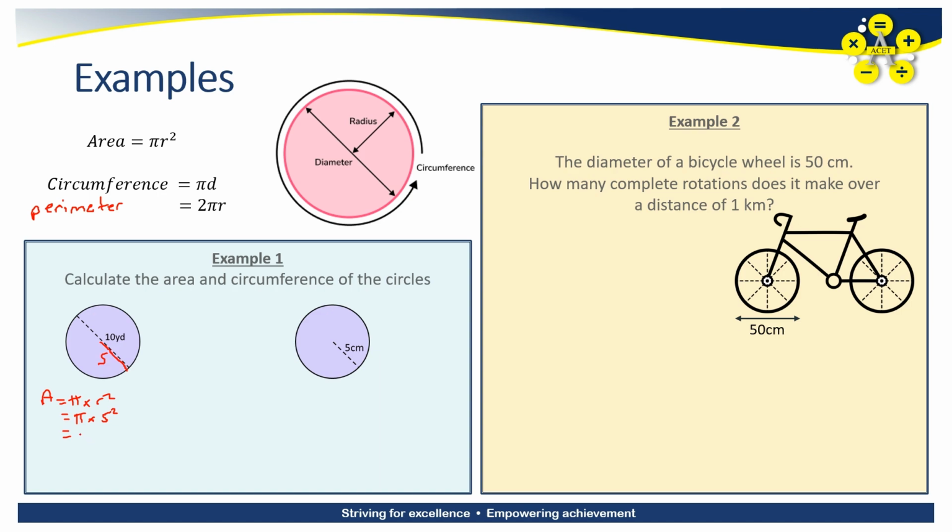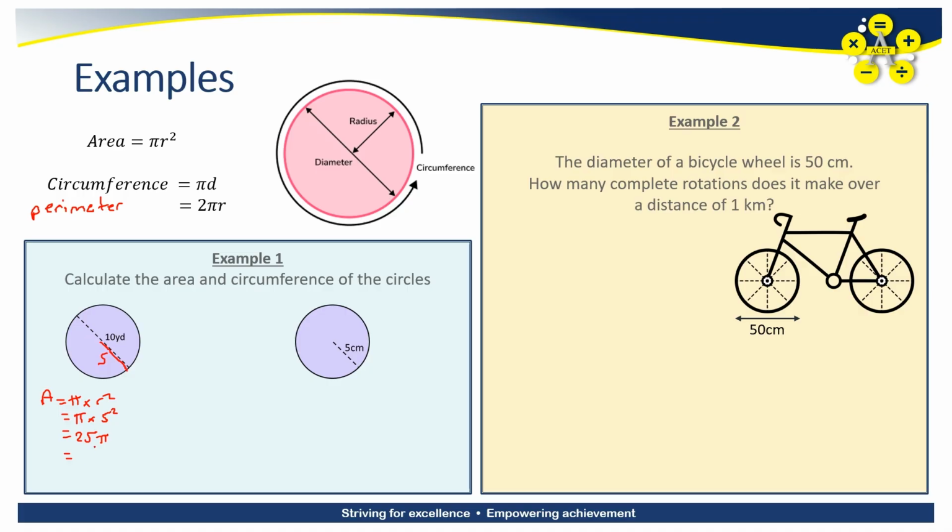And if you were to put that in your calculator, it will come back to you as 25 pi. Because 5 squared, 5 times 5, is 25, and 25 times pi is just 25 pi. Now remember, pi is a number, it's around about 3.14159, and it goes on forever. But for our purposes, it's generally about 3.142.